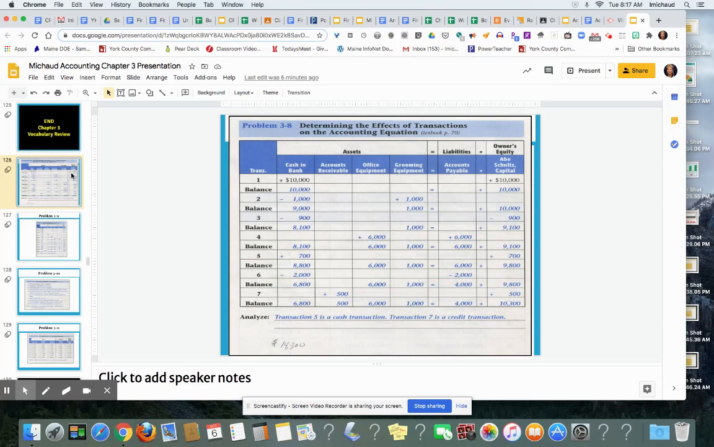In the analyze part, it is asking you to explain the difference between transaction 5 and transaction 7. So with transaction 5, that's a cash transaction because you got money. Transaction 7, it's a credit transaction because the customers haven't paid you yet.